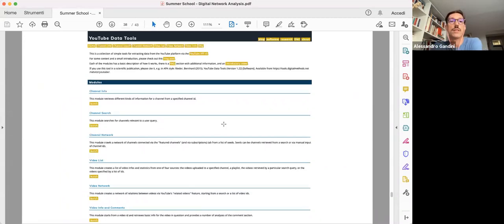You have different things that you can do. You can download information about individual channels related to a certain query, for instance, or later on networks. So you have the possibility to download a channel network, a network of channels, in this case, connected via the featured channels and subscriptions. That will be able to more or less do what I showed you before with the Brexit channel network.